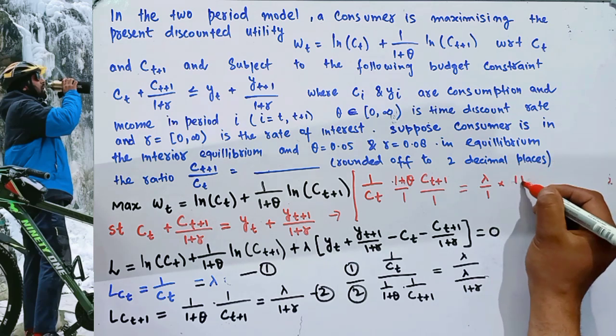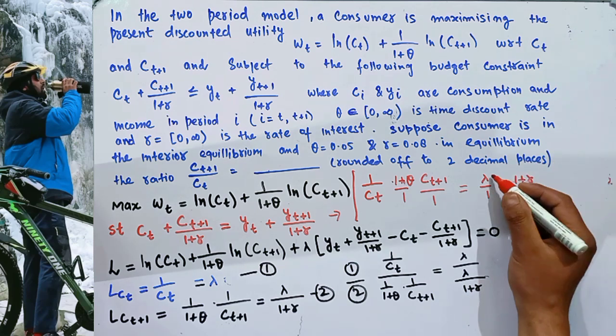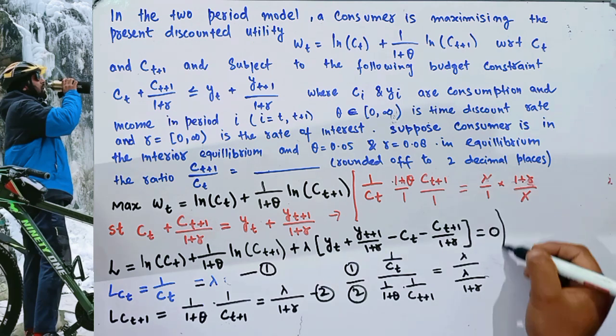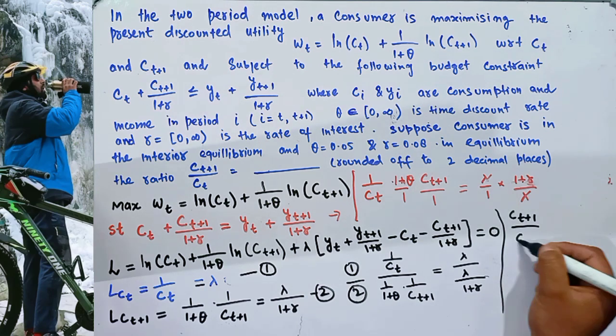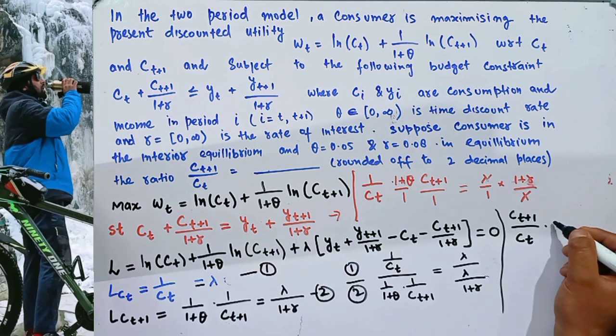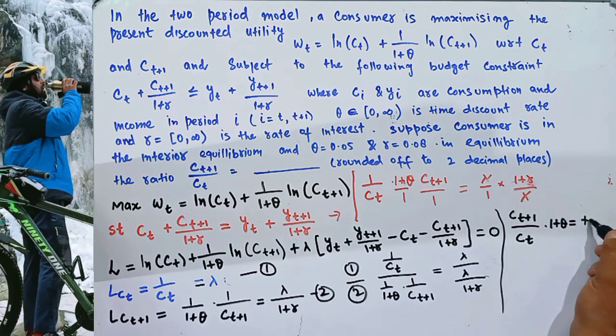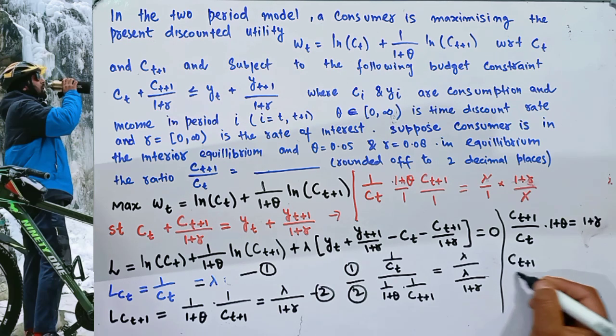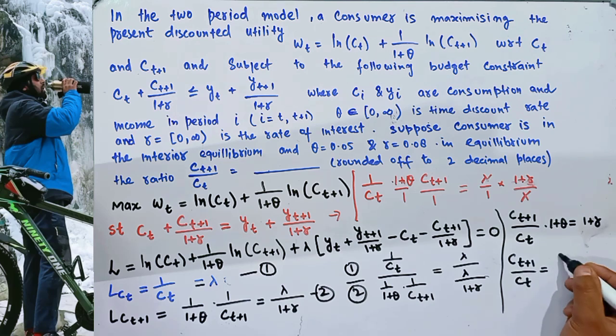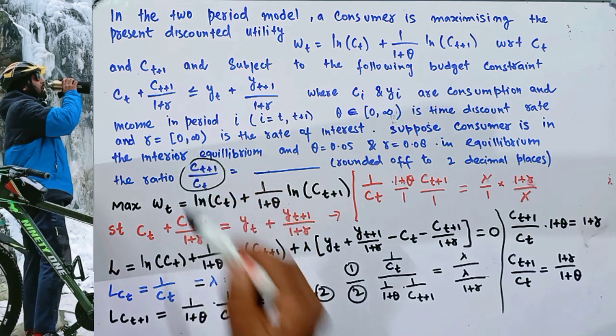Let me write it here, 1 plus r divided by lambda. Lambda cancels, so we get ct plus 1 divided by ct into 1 plus theta is equal to 1 plus r. After that, ct plus 1 divided by ct will be equal to 1 plus r divided by, if I transpose it, it will get divided, 1 plus theta. That is what we were told to find out.